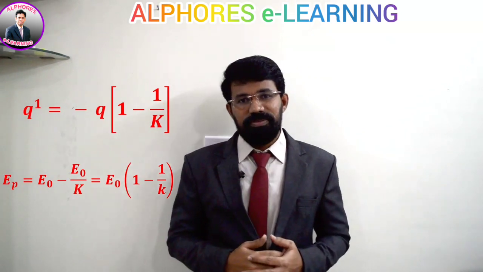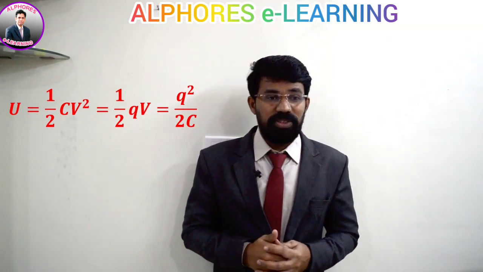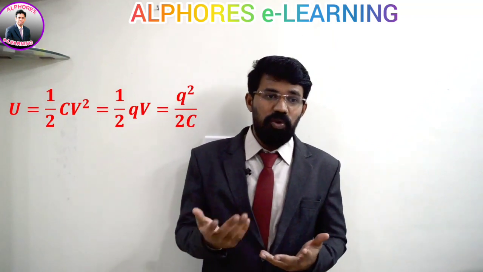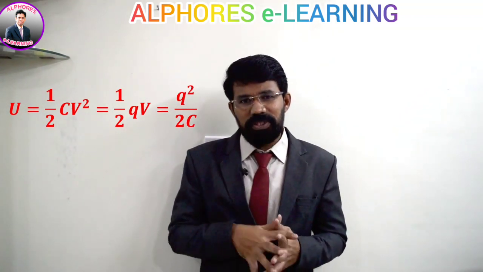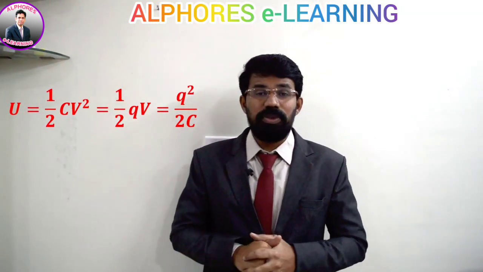And next, the very important equation, energy stored in a capacitor. This is how it can be expressed. Energy stored in a capacitor, U, is equal to half CV square, or it can also be written as half QV. It can also be written as Q square by 2C. All these transformations can be made by using the first fundamental equation, Q is equal to CV.